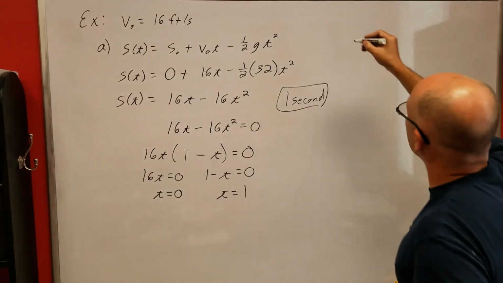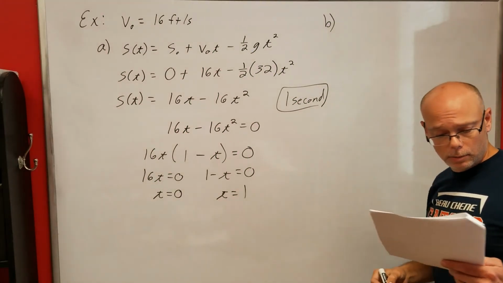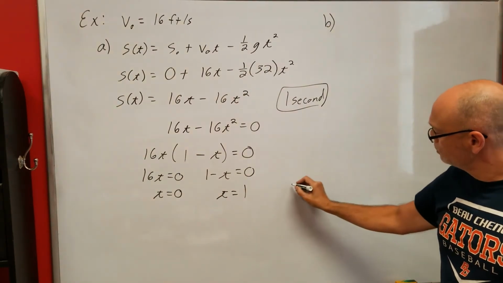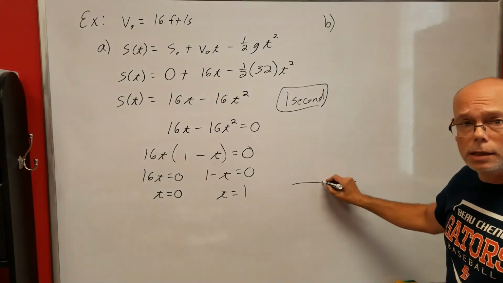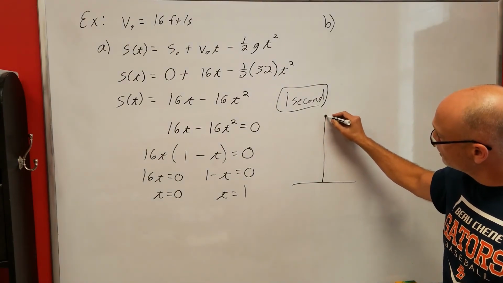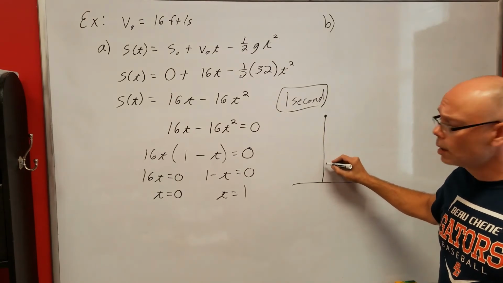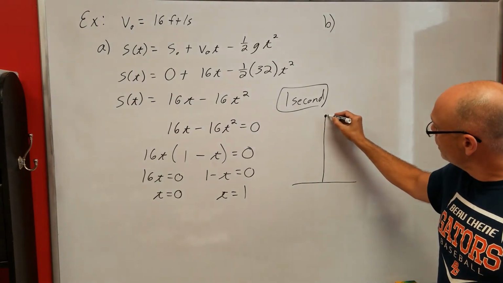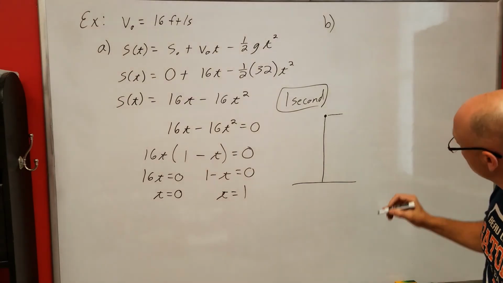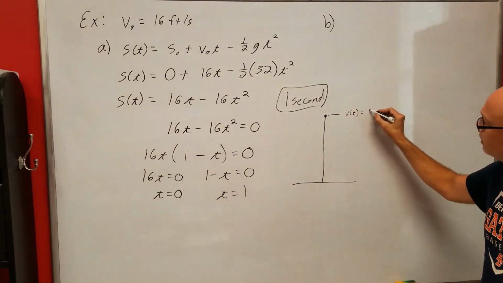Let's look at part B here. Part B reads, how long will the projectile be moving upward? Let's think about the projectile. Fired up, it goes up, and for a brief moment it pauses, then it comes back down, right? At that brief moment where it pauses, what is my velocity? Wouldn't it be 0?